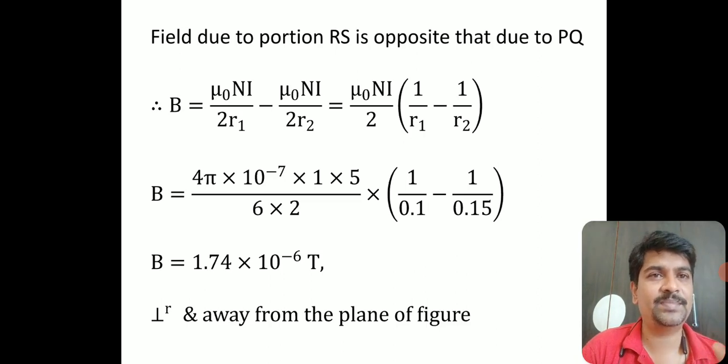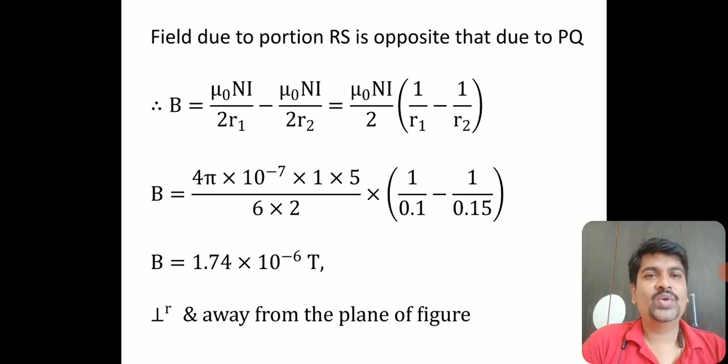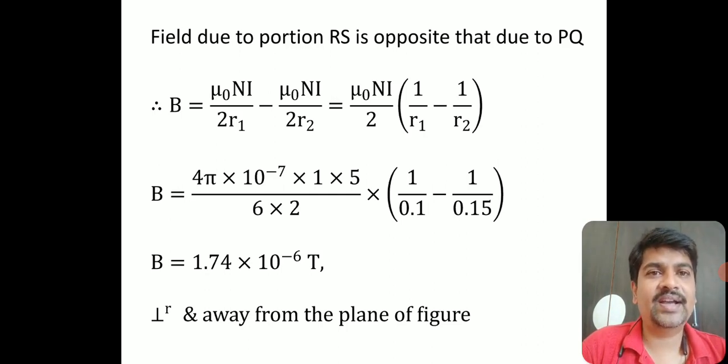So it's all simple substitution. You substitute each and every term. Permeability 4 pi 10 to the power of minus 7, into the number of turns, which is 1 by 6, into the current 5 amperes, divided by 2. Within the bracket, 1 by R1, which is 0.1 meter, minus 1 by R2, which is 0.15 meter. If you calculate with the calculator, you will get the magnetic field as 1.74 micro Tesla.